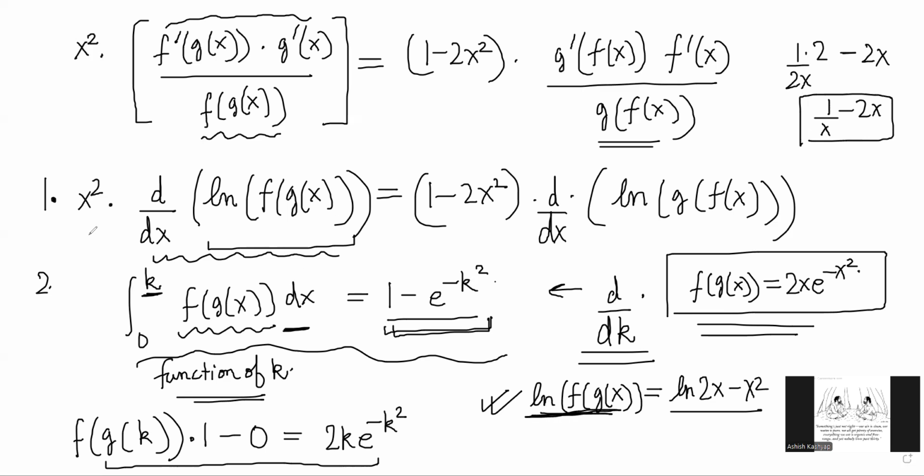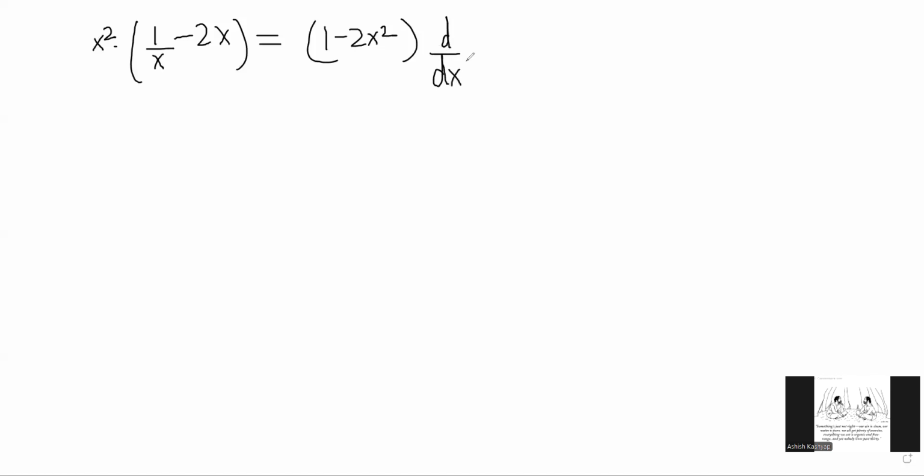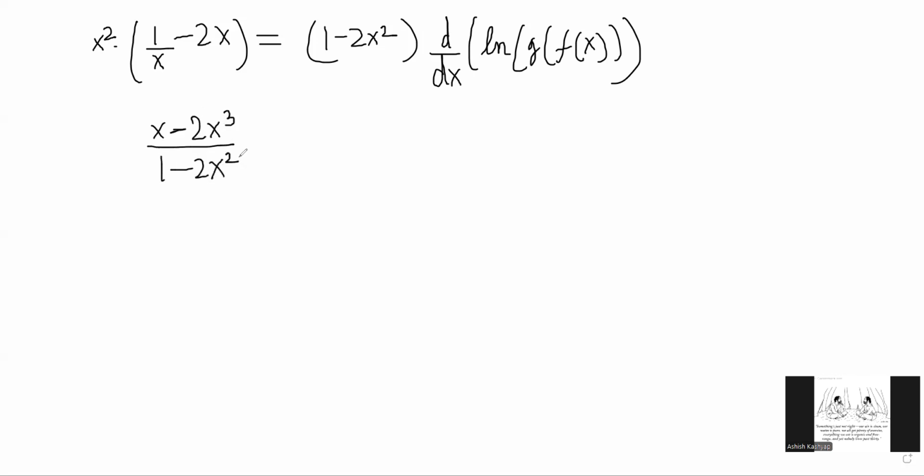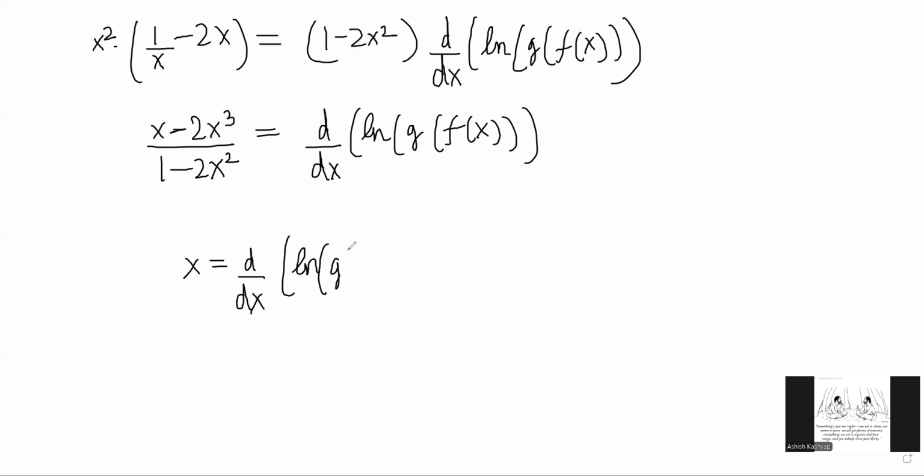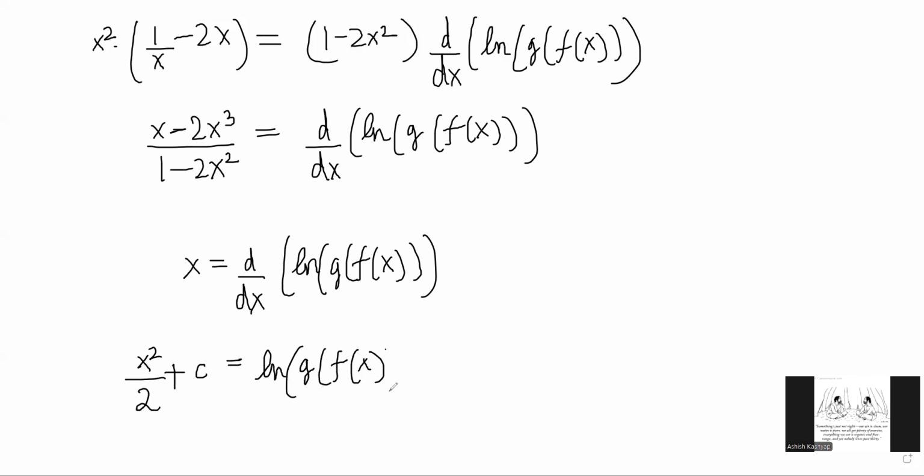So I will put that in this equation now, and I will write the result on the next page. I have x squared times 1 by x minus 2x is equal to 1 minus 2x squared times the derivative of ln of g of f of x. We don't know that composite function; we have figured out what f of g of x is from the given condition. So we get x minus 2x cubed divided by 1 minus 2x square is equal to the derivative of ln of g of f of x, right? You can take x common, and 1 minus 2x square cancels. You have x is equal to d by dx of ln of g of f of x, right? Therefore, by integrating both sides with respect to x, I get x squared by 2 plus c is equal to ln of g of f of x, right?